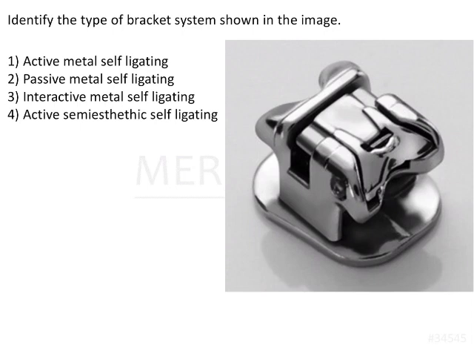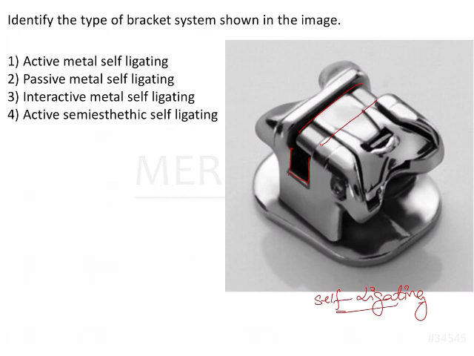What we see here in this image is that there is a bracket. This is the slot for the wire, okay, and we see that the slot has been covered. So we know that this is a type of self-ligating bracket. Now this is a very direct question where they're asking us to identify what type of self-ligating bracket this is.